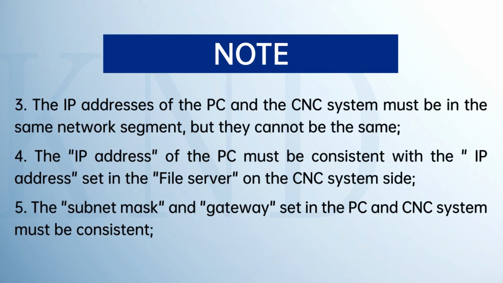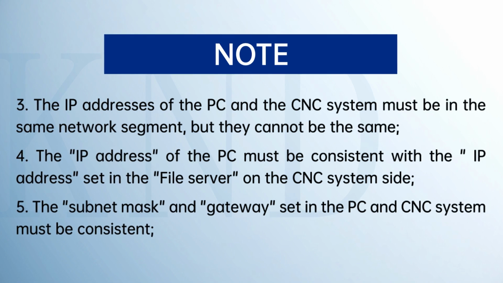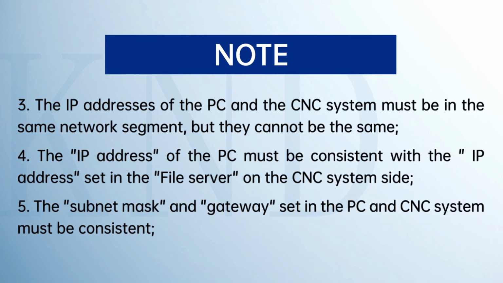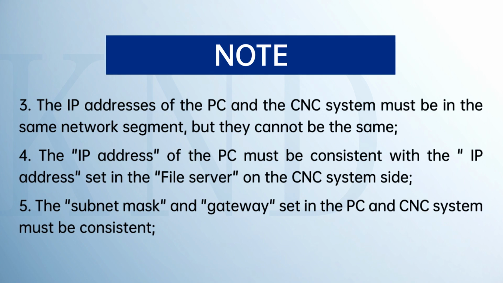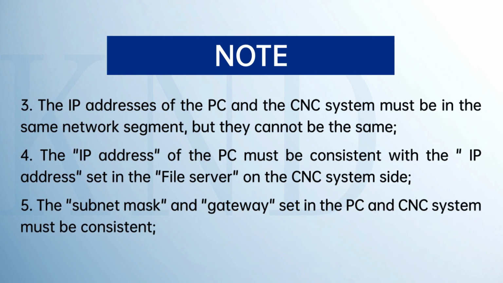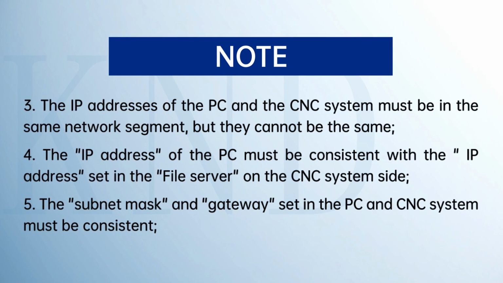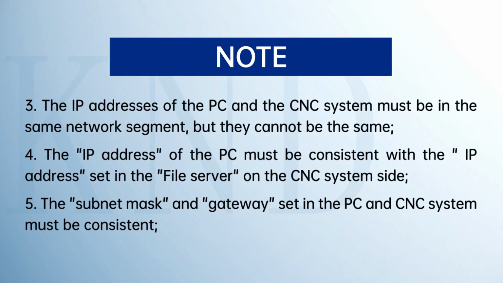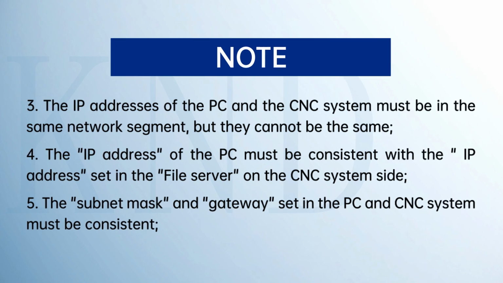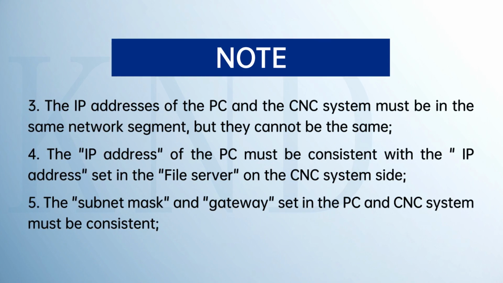3. The IP addresses of the PC and the CNC system must be in the same network segment, but they cannot be the same. 4. The IP address of the PC must be consistent with the IP address set in the file server on the CNC system side. 5. The subnet mask and gateway set in the PC and CNC system must be consistent.